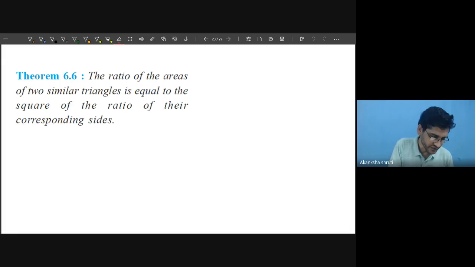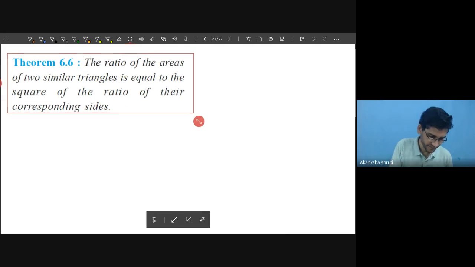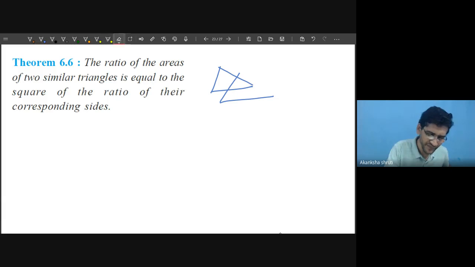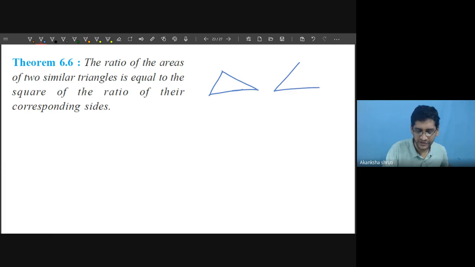So let us do this. Our next theorem is like this. A student, what does this theorem mean? This theorem simply tells that if you have two triangles, you are free to draw the triangle in any shape. So always draw the two triangles, and another triangle also.